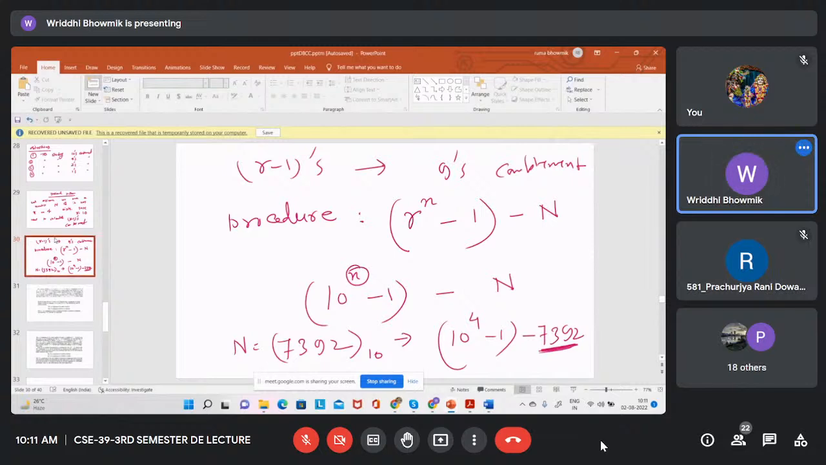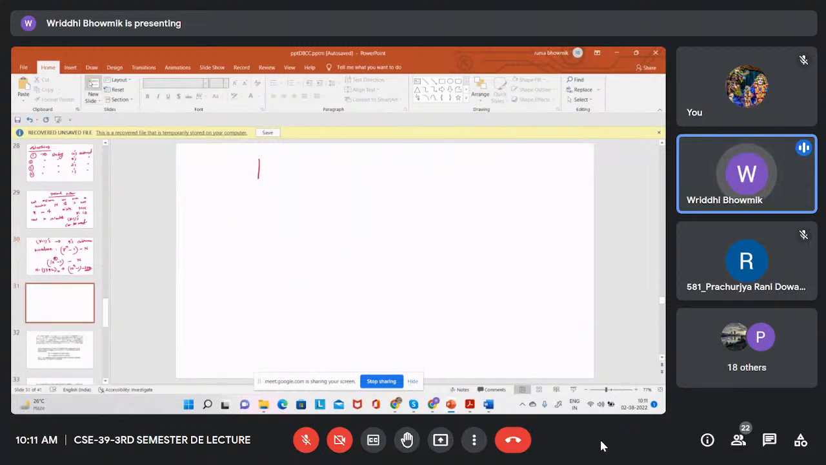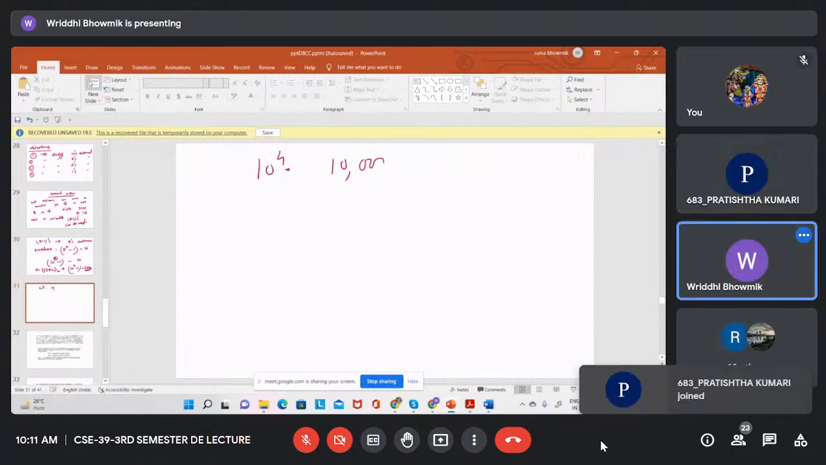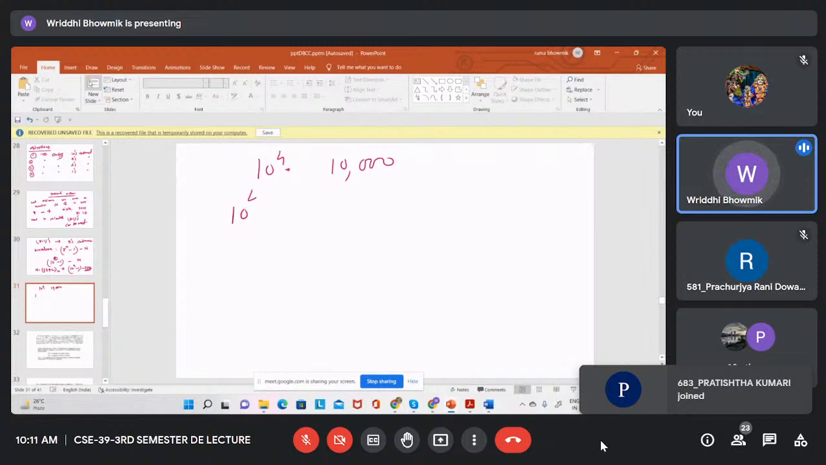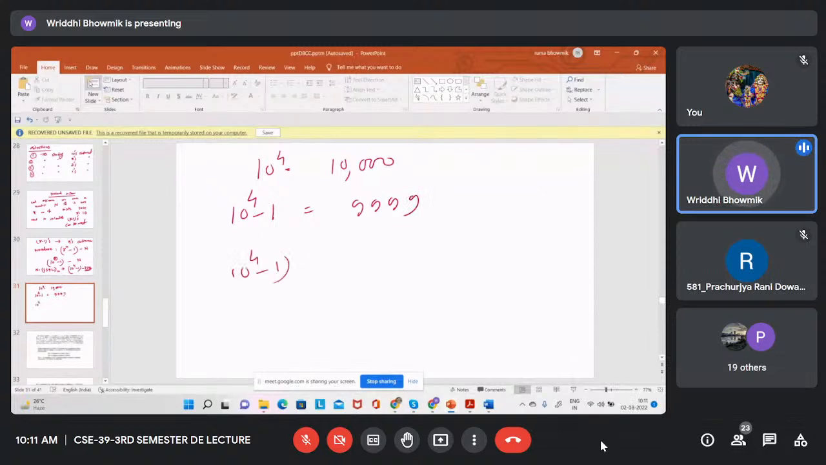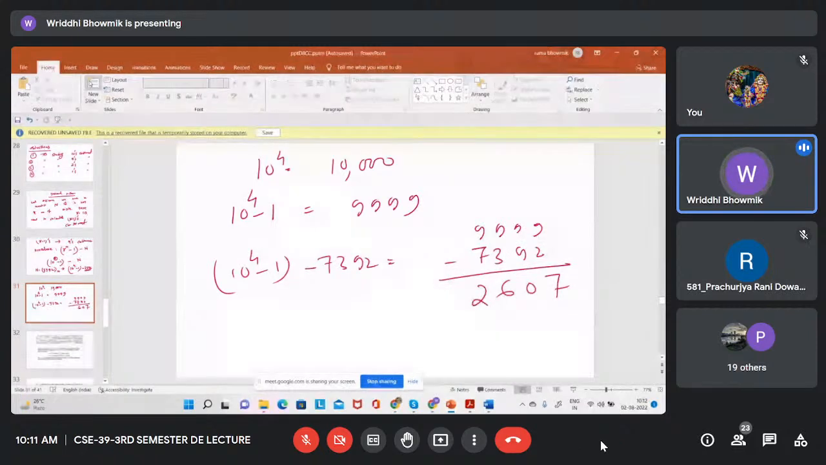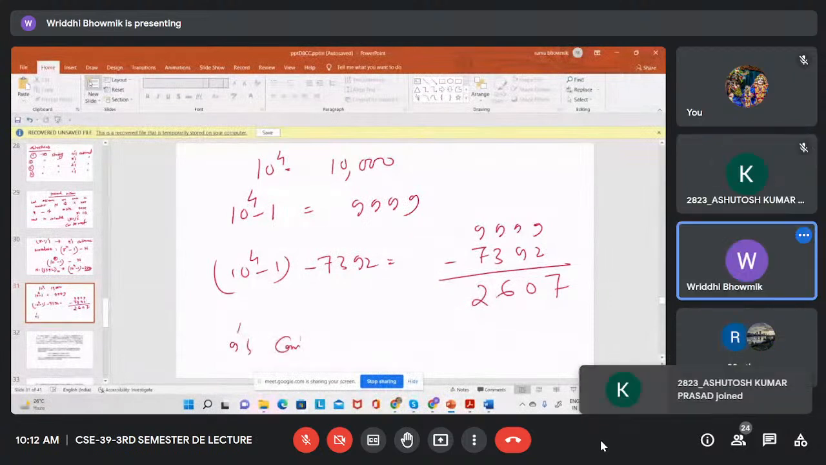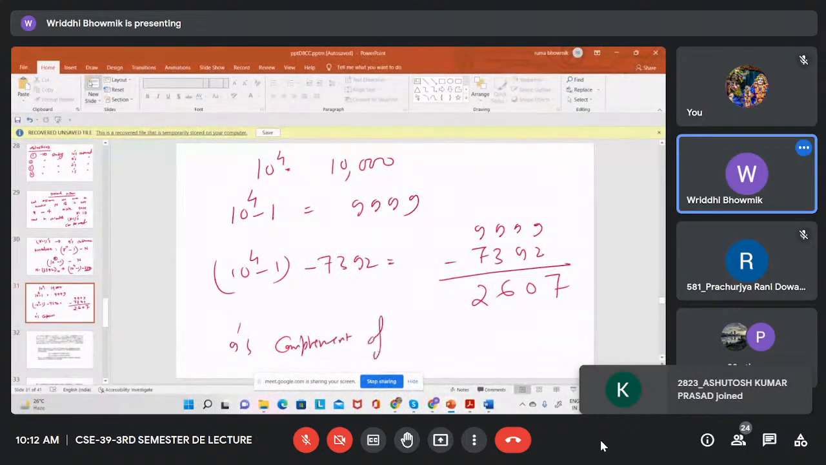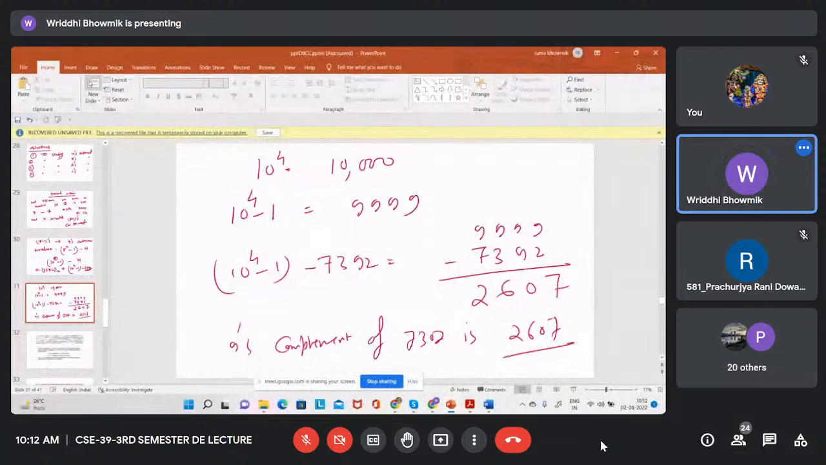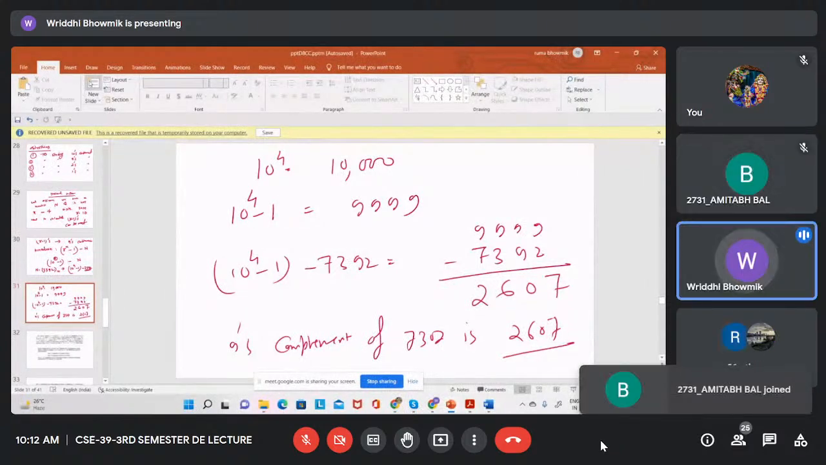Okay, so 10 to the power 4 means 10,000. 10 to the power 4 minus 1 means 9999. And then 10 to the power 4 minus 1 minus 7392 means 9999 minus 7392, so 2607. So this is the 9's complement of 7392, which is 2607.